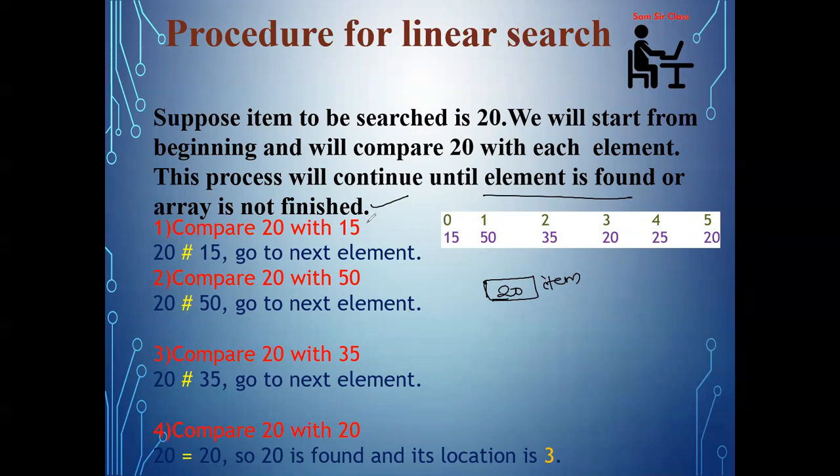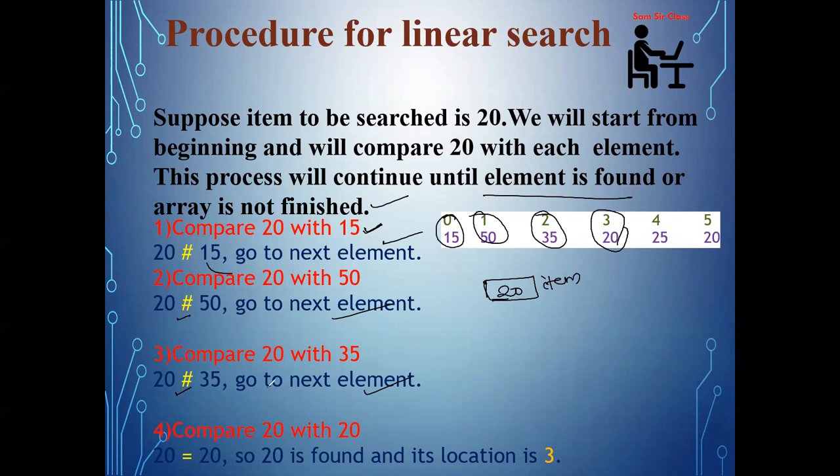So let us start with step one. I'll compare 20 with the first element, that is 15. 20 is not equal to 15, so go to the next element. Again, compare 20 with 50, the second value. 20 is not equal to 50, go to the next element. I'm comparing 20 with 35. 20 is not equal to 35, go to the next element.